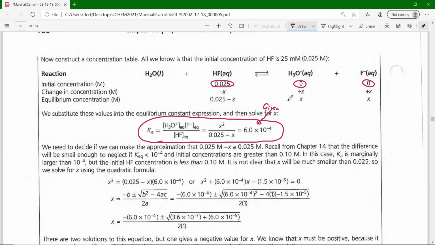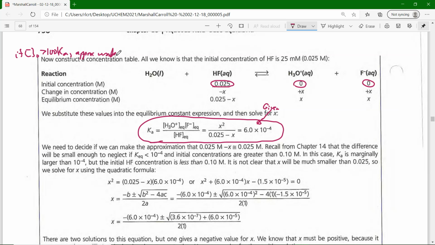Now, we have an initial value 0.025 for the HF, and the Ka is 6 by 10 to the minus 4. The way I've seen in other books, whether we have to do the quadratic or not: if I take 0.025 divided by 0.0006, I get 42. That is right on the borderline whether I can avoid the quadratic or not. Typically, if your initial concentration is greater than 100 times Ka, the approximation works.